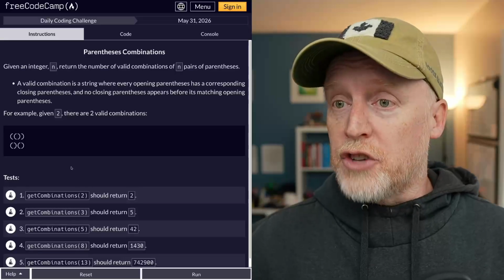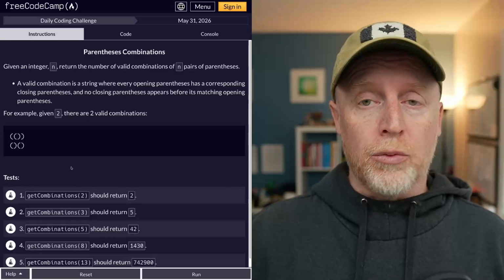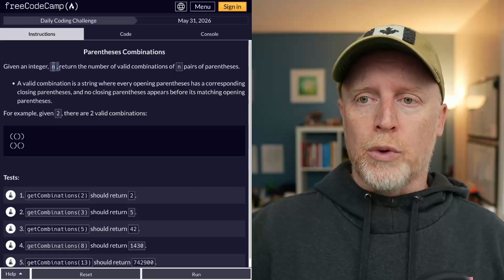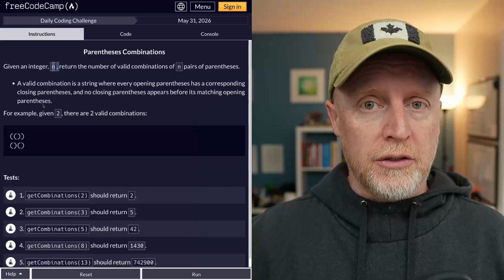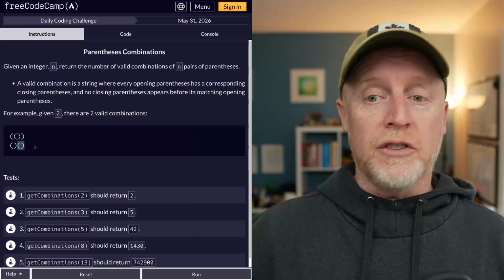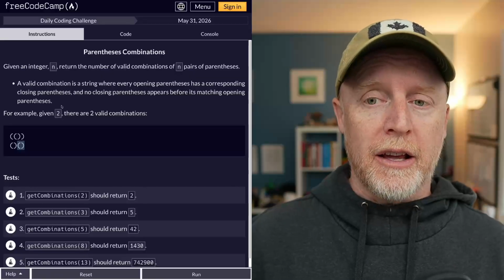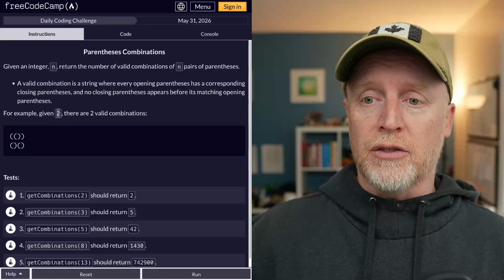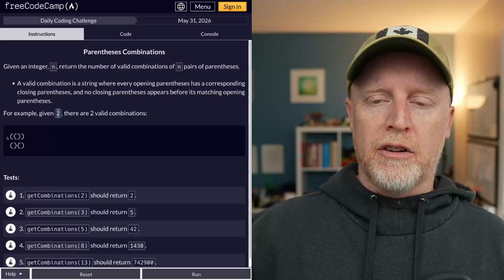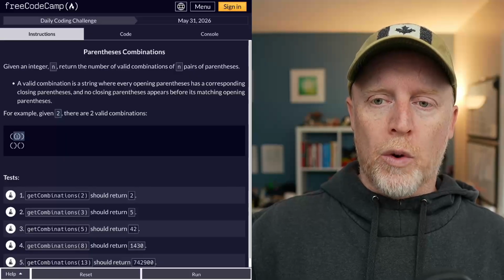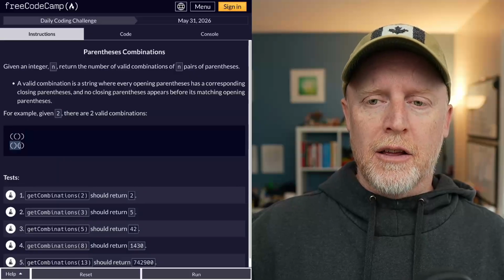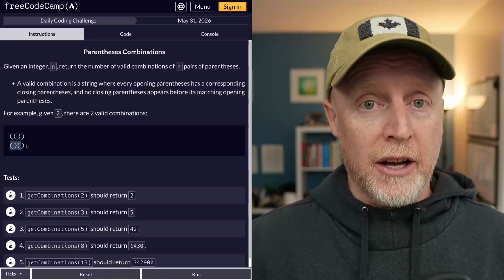Hello team, today's challenge is parentheses combinations, where we're given a number, which is the number of parentheses pairs, and we need to figure out how many combinations we can make out of those. So in the case of two, there are only two valid combinations where we put one set inside of the other set or put the two sets side by side, right?